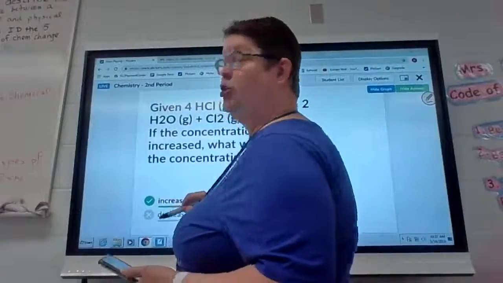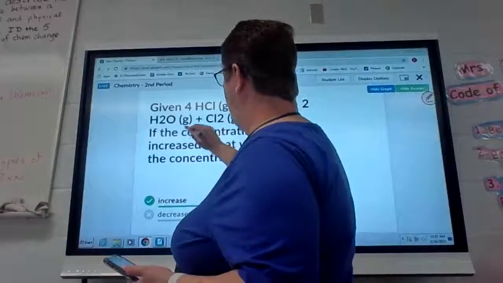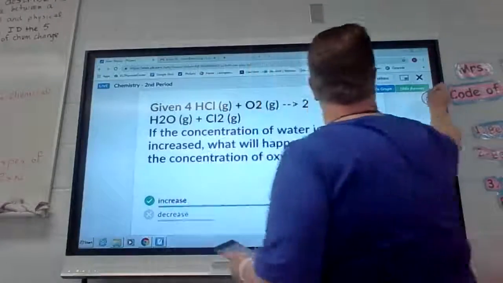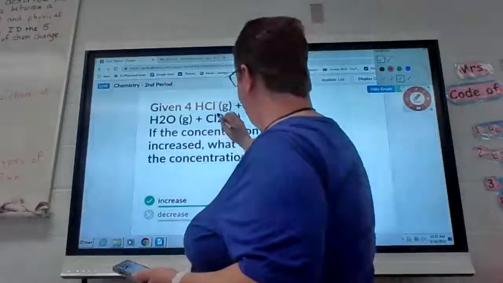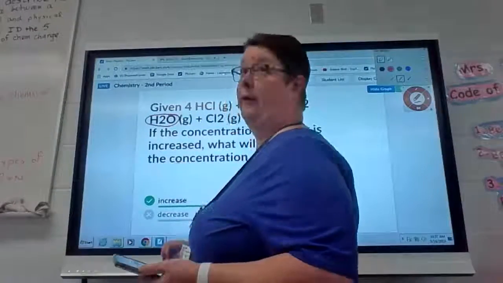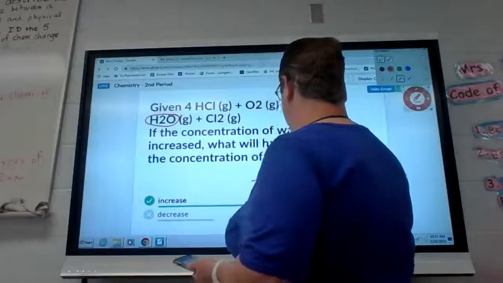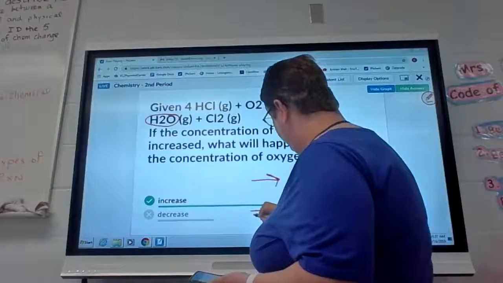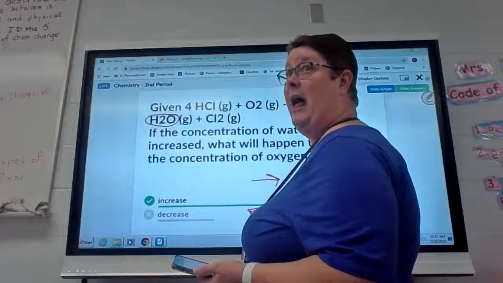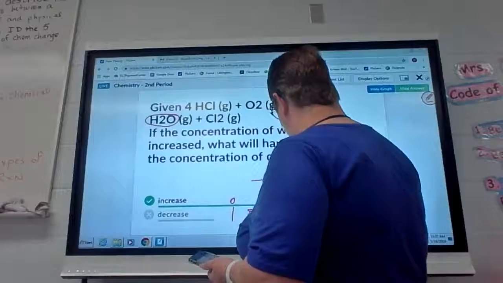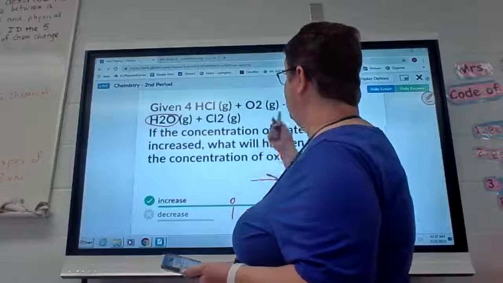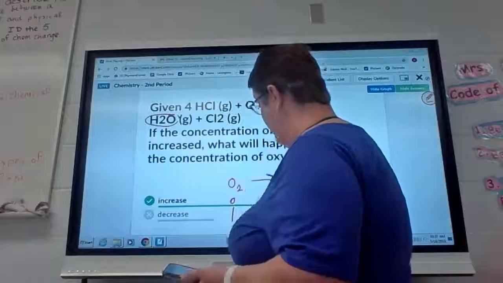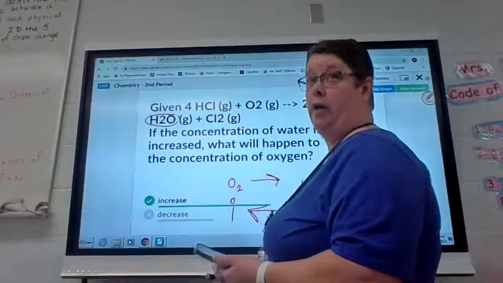All right, if we increase this, which is a product, right? So we're increasing our product. So if we add a product, it's got to go to the opposite side, which is over here. Goes left. So that means this side's going to increase and this side's going to decrease. Where's the oxygen in the reaction? If oxygen's over here, it's going to increase.